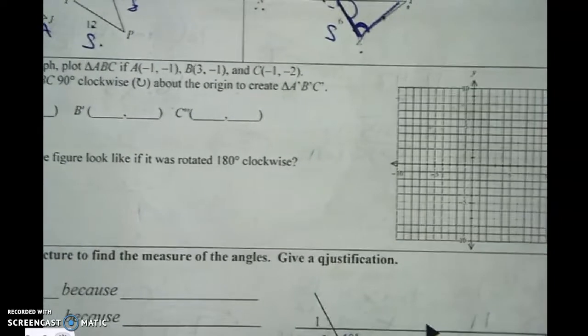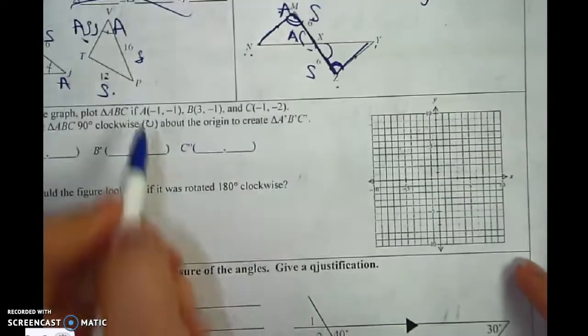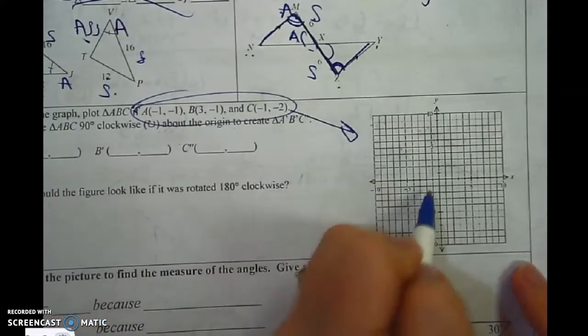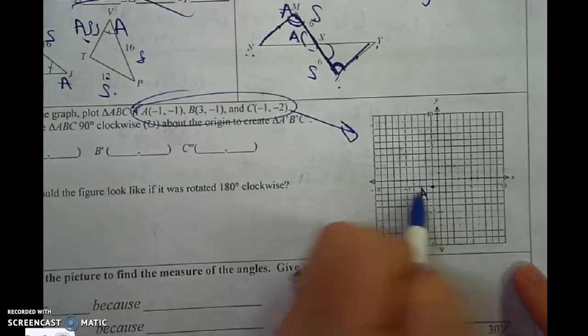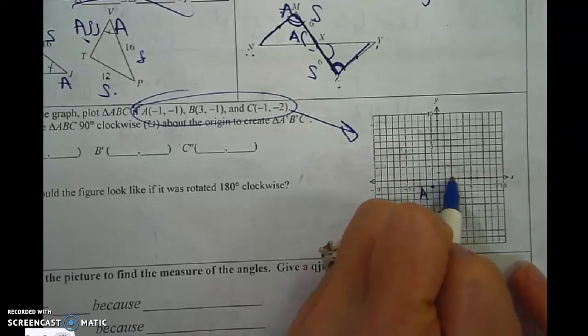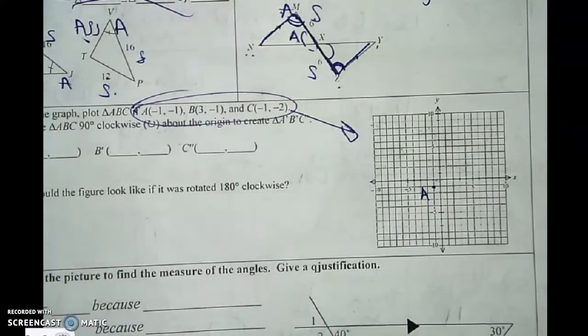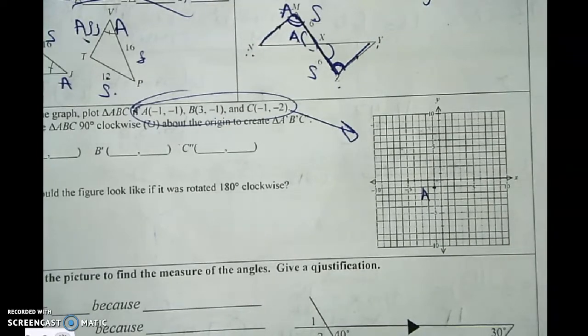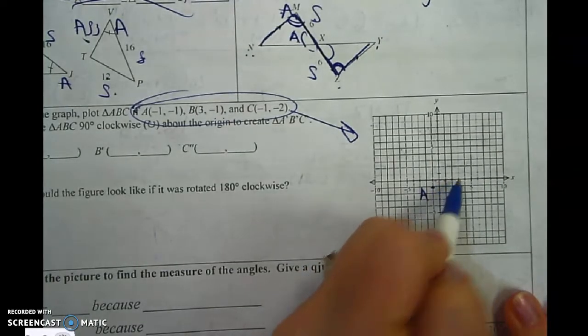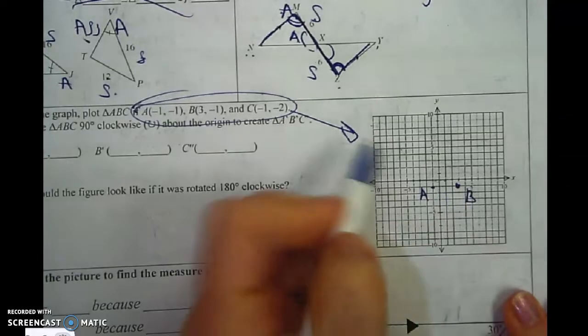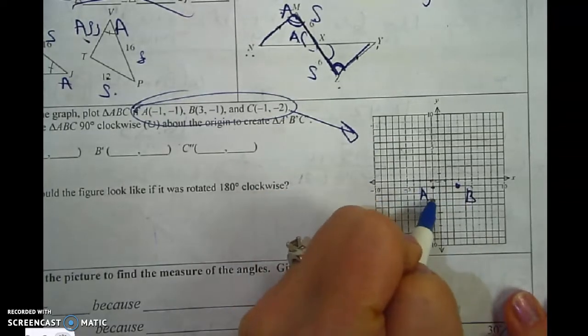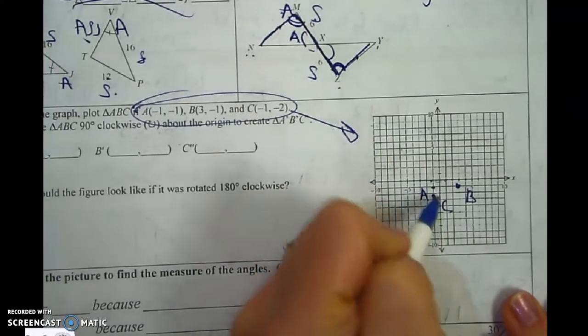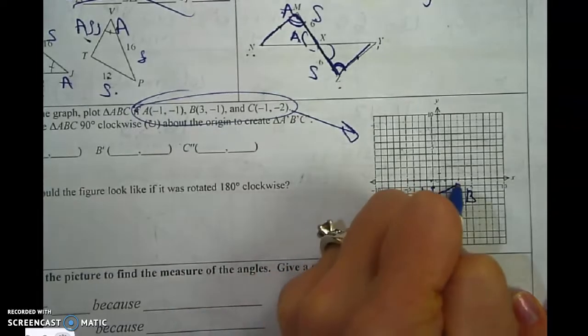All right, this next one, they want us to take these and graph them. So -1, A. 1, 2, 3. Let me get my glasses on. Sorry. 1, 2, 3, -1, B. -1, -2, C. It's a very small shape.